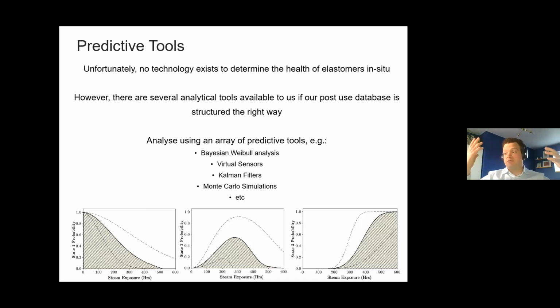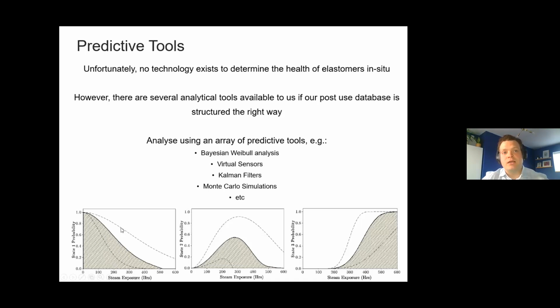State 3 is a complete failure. And then state 2 is kind of somewhere in the middle. And you can create decision charts and decision trees to define what they are. But the idea here is simply that I'm creating a predictive tool, not based on time, but based on process exposures to predict the state of my elastomers.